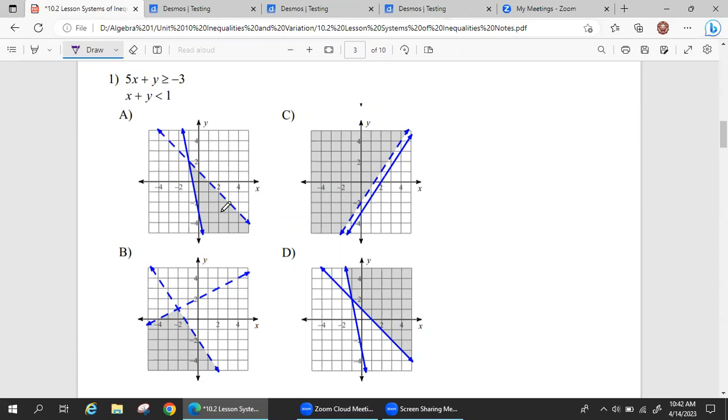So there are 10 of these practices. They're multiple choice. Please do all of them. If you need help, as ever, ask. We're graphing these in Desmos. Use Desmos. And we're choosing the one that represents the overlapped shading for our system of inequalities. So take your time on these, make sure you do them all, and good luck to you.